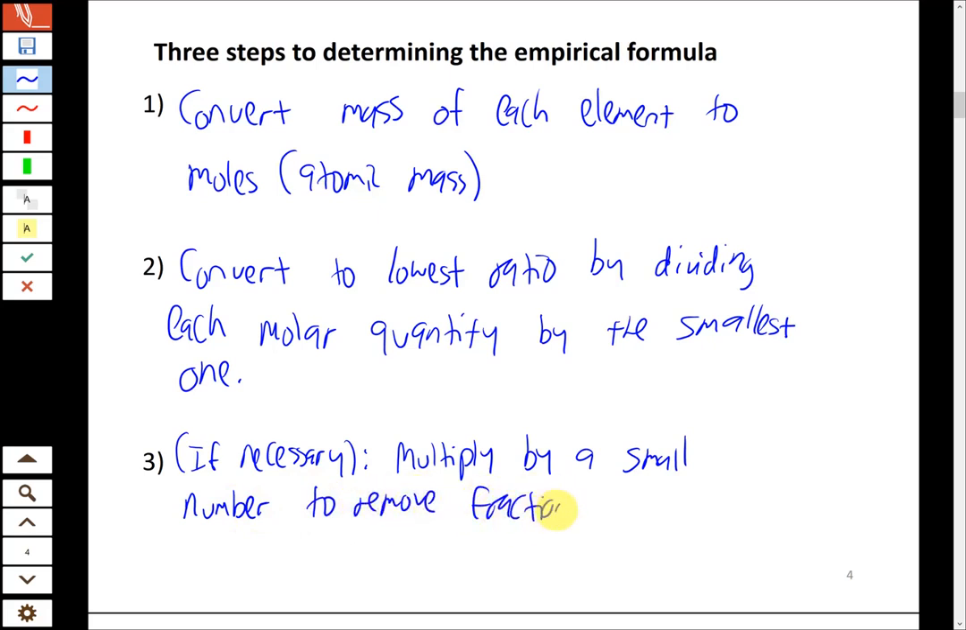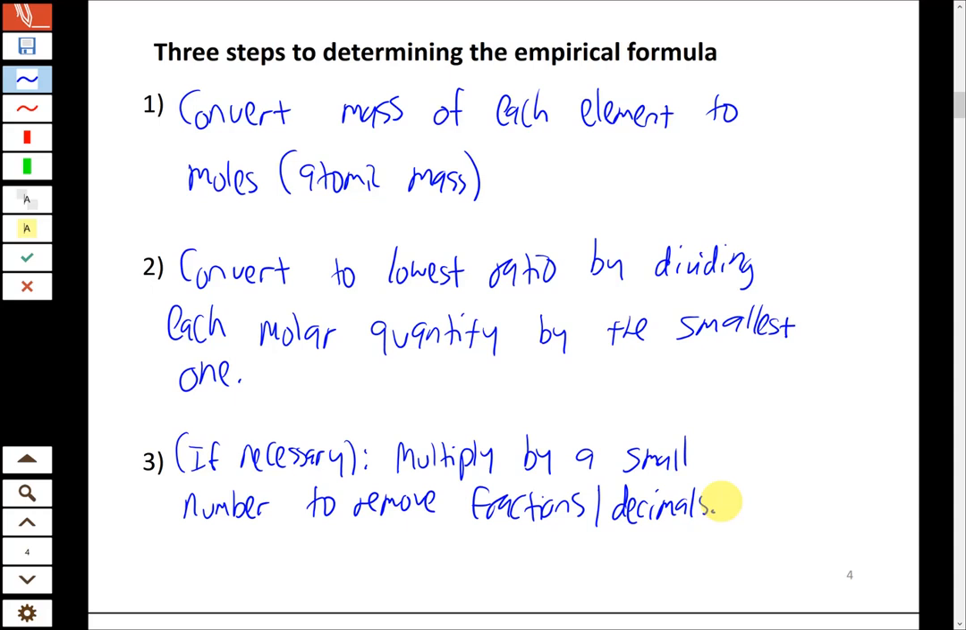All right, so some of your subscripts after that second step are going to be fractions, or more likely written as decimals, the way they'll calculate it. So then you have to make sure that you turn them into whole numbers. And multiplying the whole thing, you can't just multiply one number. You have to multiply all the coefficients by the same factor to keep the ratio the same.